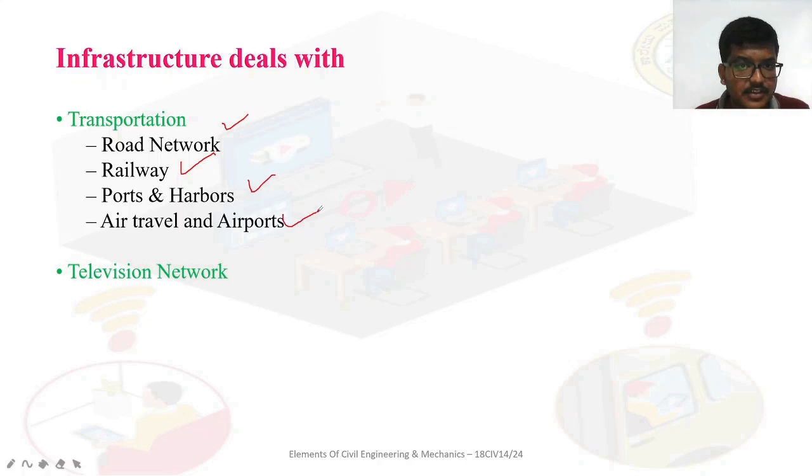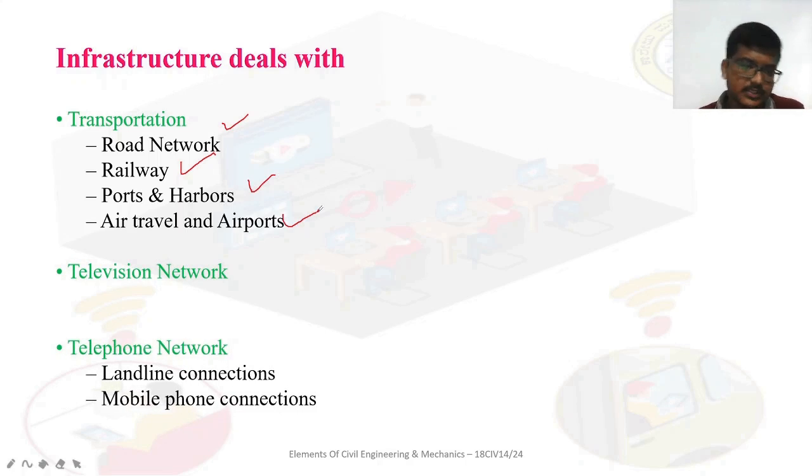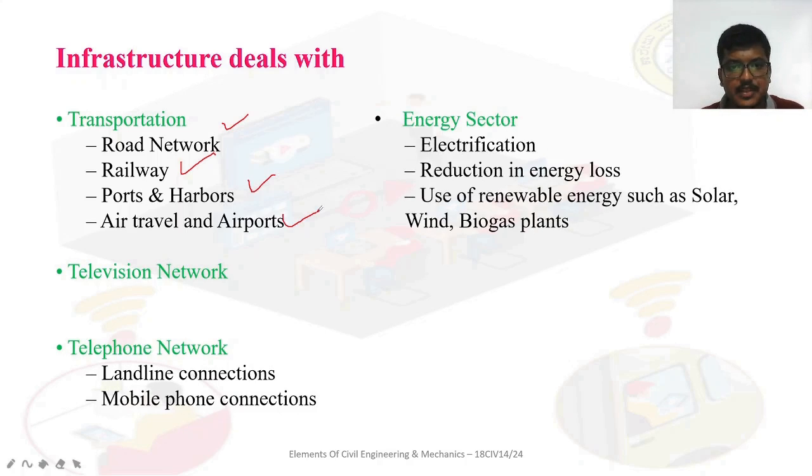Next, television network, it will help for communication facilities. Next, telephonic network, it's also for communication facilities, landline connection, mobile phone connection. Next, energy sectors like electrification, reduction in energy loss, use of renewable energy sources such as solar, wind, biogas plants.